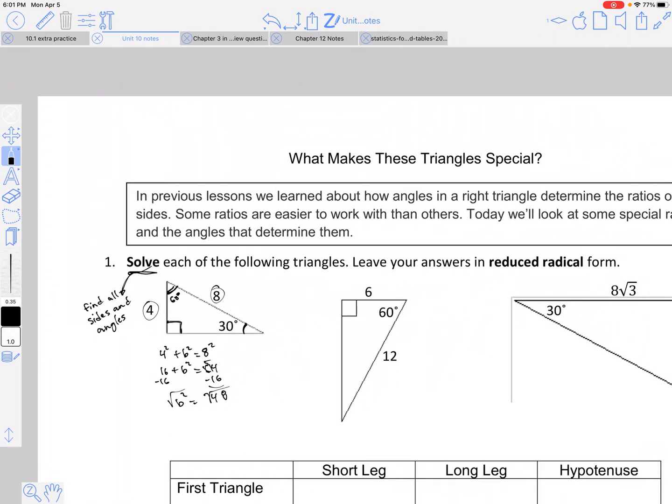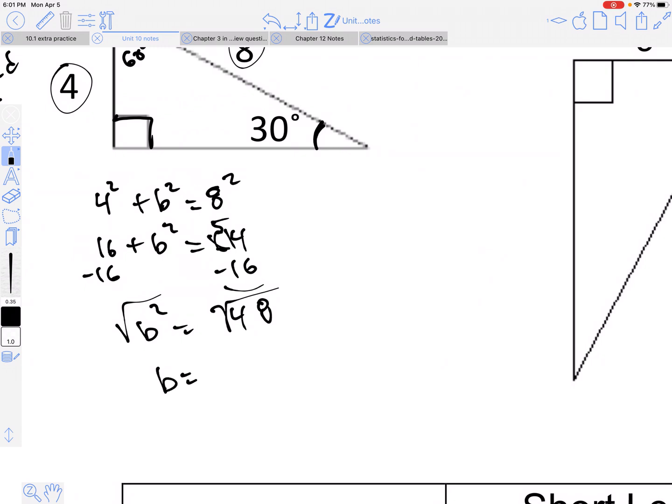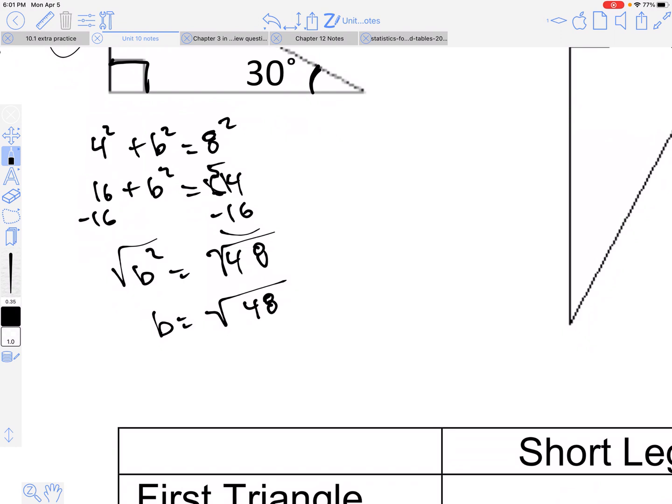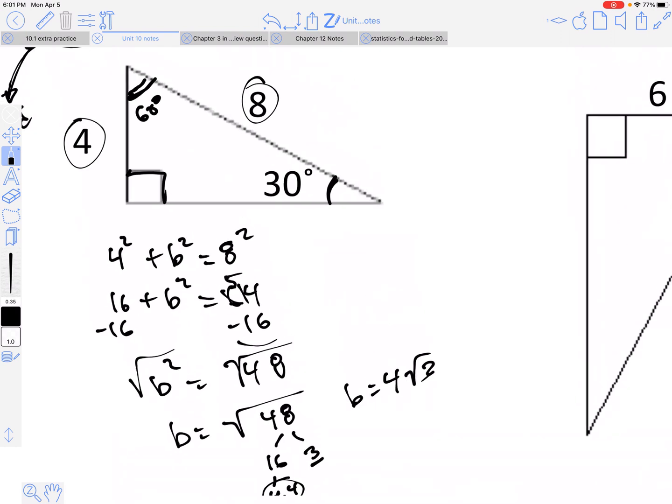Now, notice it said to have it in reduced radical form. So 48, if you think about that, we have to simplify that a little bit. 48, what could we divide that by? Just kind of think of that. How are we going to simplify this? Well, we can have 16, and you might not have gone this direction, but 16 times 3. 16 is 4 times 4, means a 4 gets to leave, a 3 has to stay. So b equals 4 root 3.